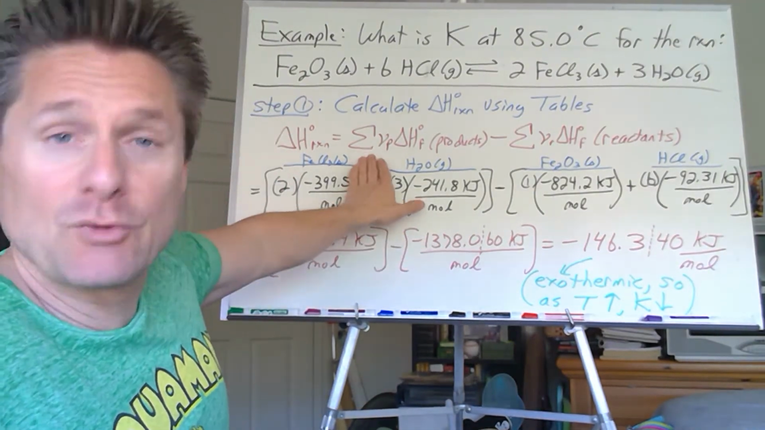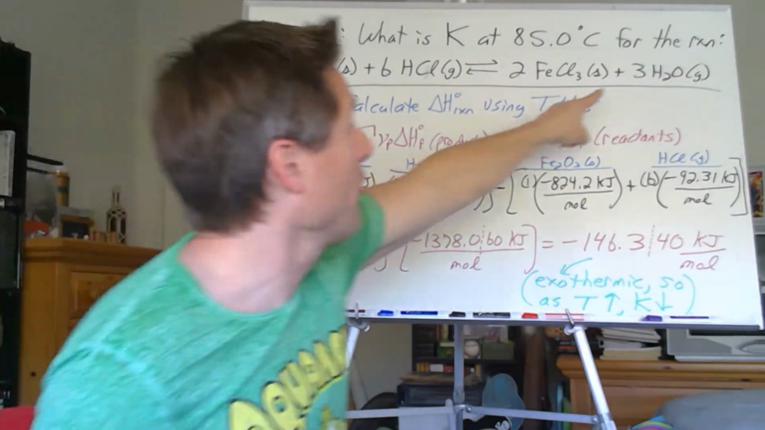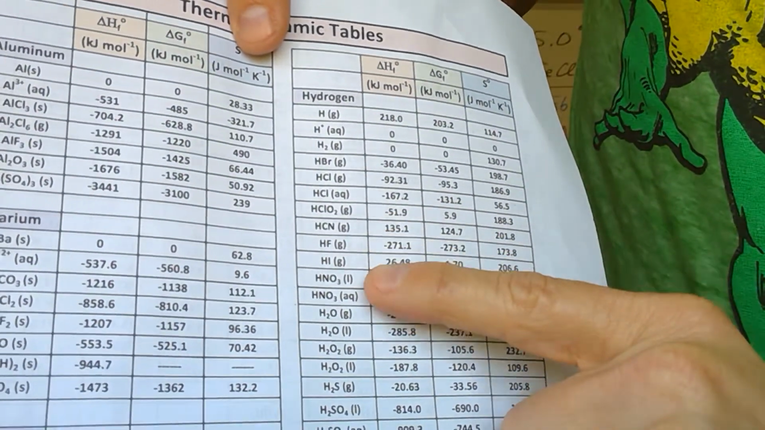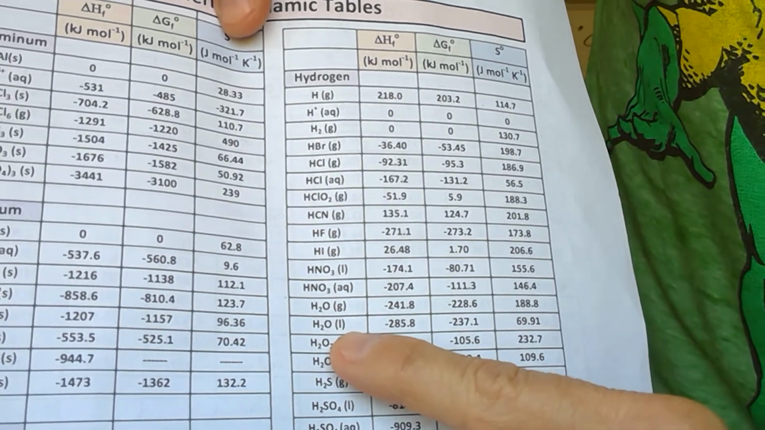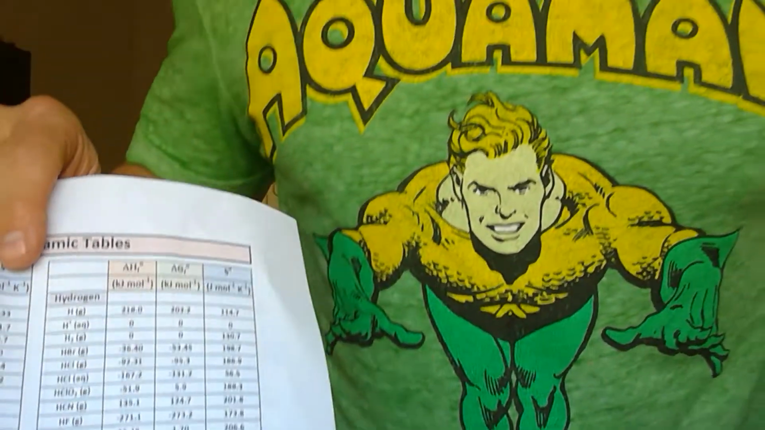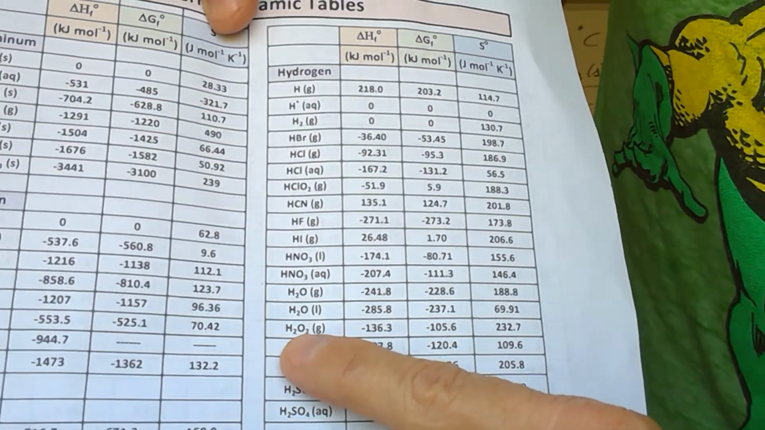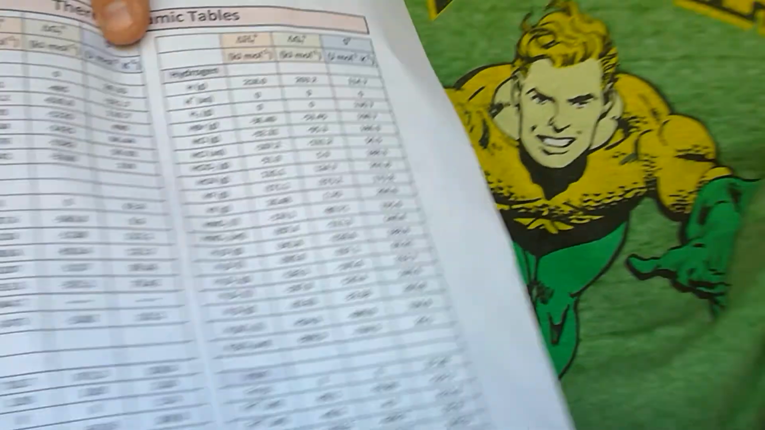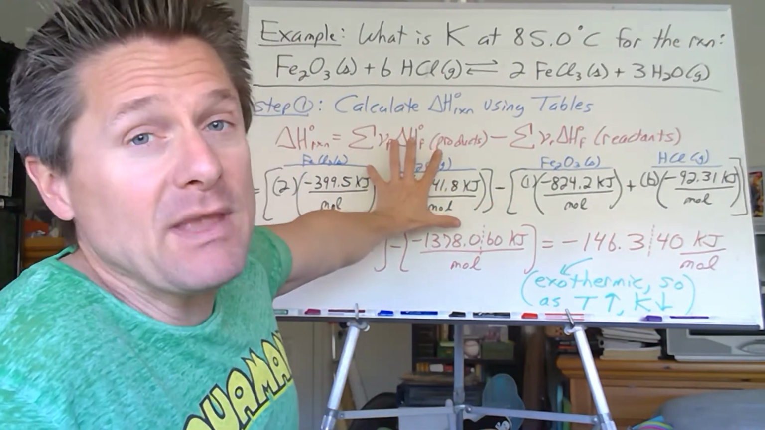Let's add to that, because we're summing, the 3. We got a 3 in front of the water, right? 3 for water gas. So let's look under hydrogen here. Let's look for water. So we got water in the gas phase and the liquid phase. We're in the gas phase, as much as Aquaman would like it in the liquid phase. That's hydrogen peroxide. Water gas is here, negative 241.8. Negative 241.8 kilojoules per mole. That's the summation of our products.